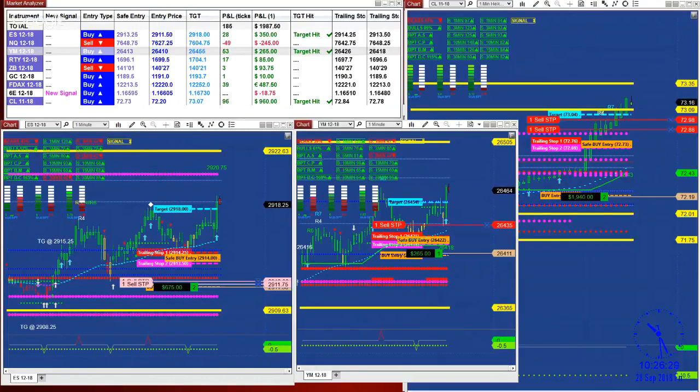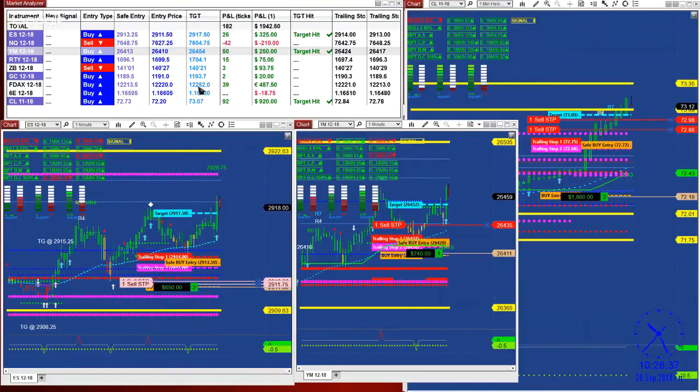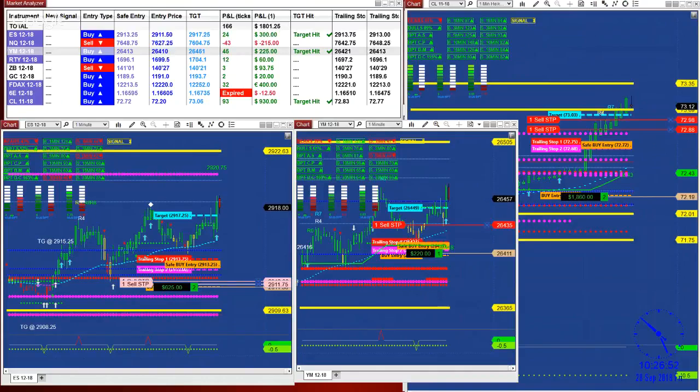Actually, we have a new signal on the 6E. 6E entry 6605, target 6730. The NASDAQ is not moving, Mr. Yes, sir, it's not moving. There is something wrong with the NASDAQ. It is not reacting to this market at all.